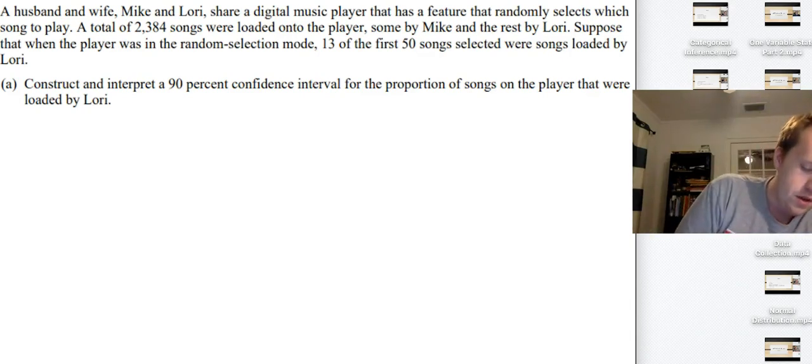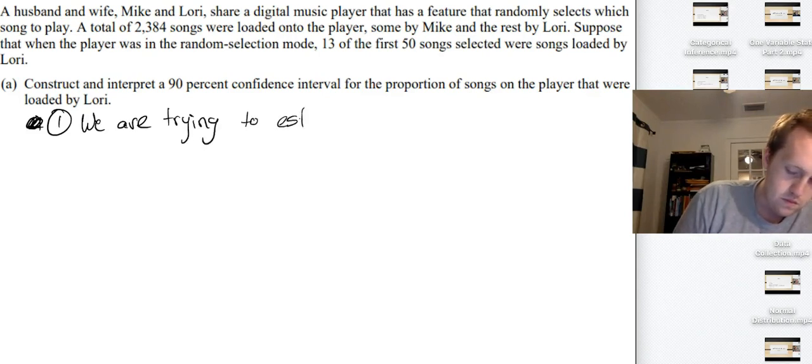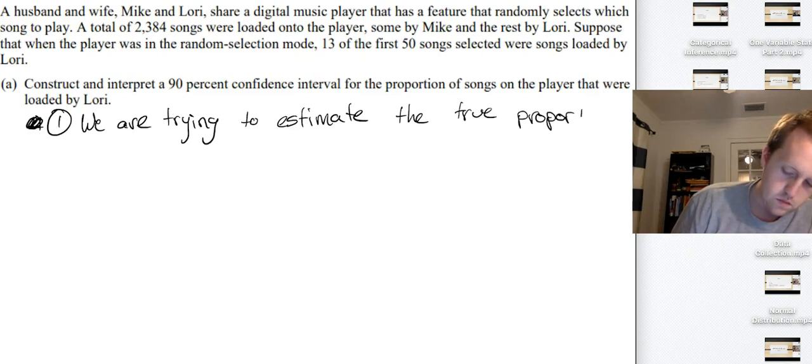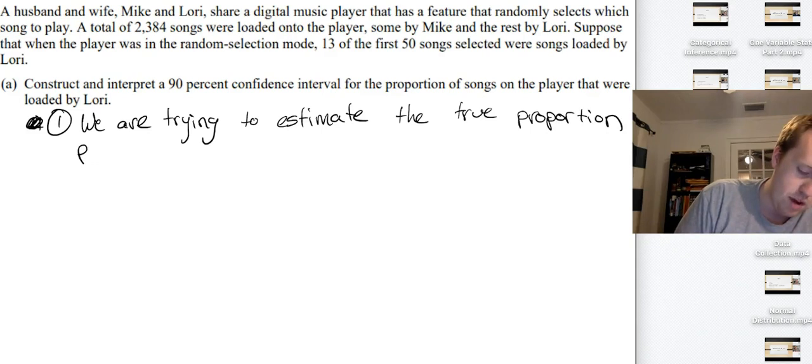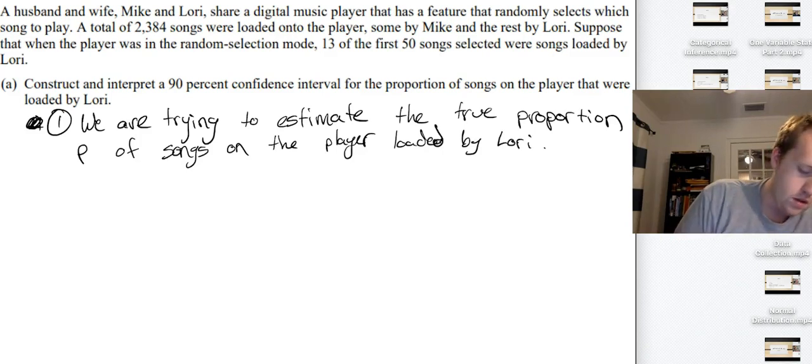I'm doing a whole state plan to conclude. So let's go step 1, state. We are trying to estimate the true proportion P, so I'm defining my parameter, of songs on the player loaded by Lori. Okay, so I've done my state step.